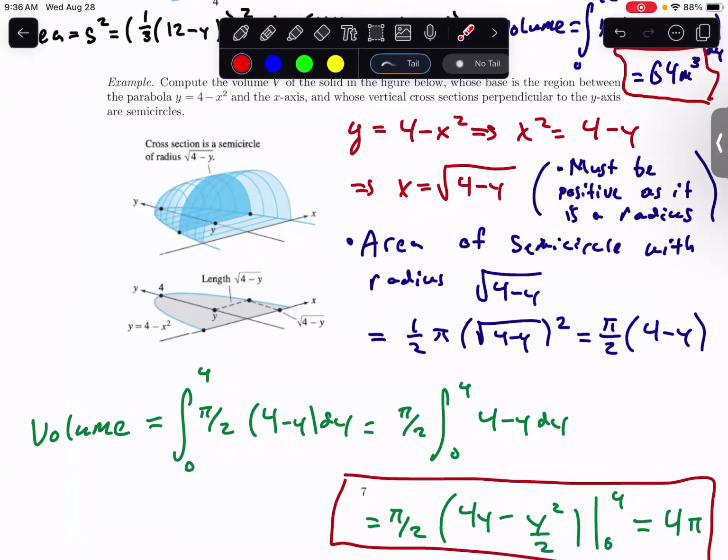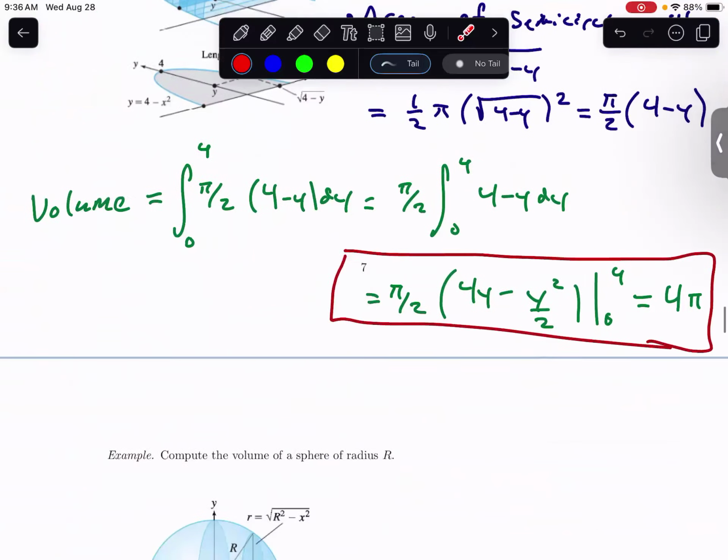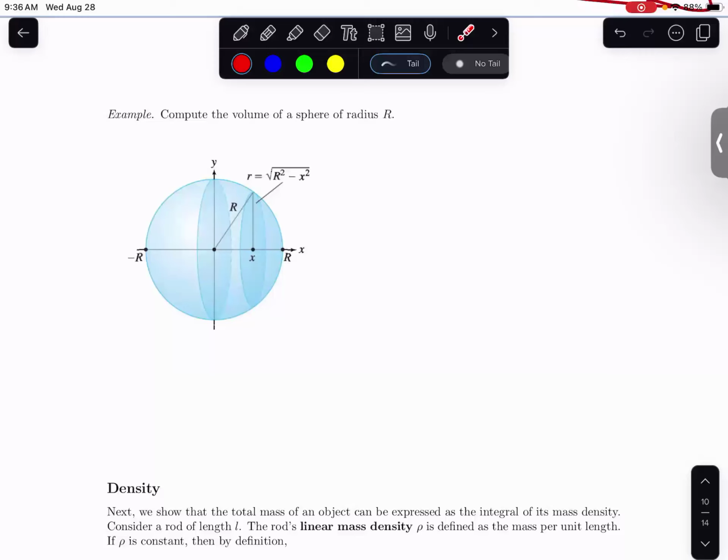Okay, so there's one more of these kinds of examples I want to go through before going into the next application. And so for this one, it wants you to compute the volume of a sphere of radius r. And again, this one kind of spoils a lot of information.